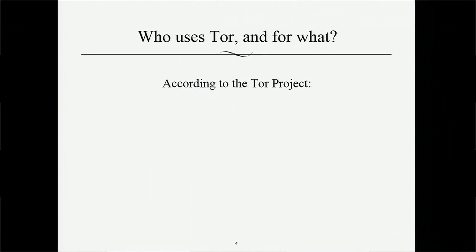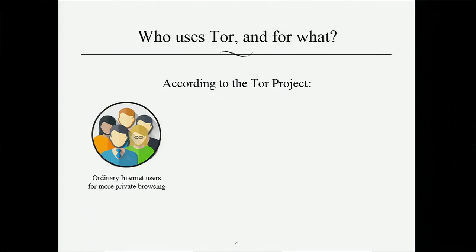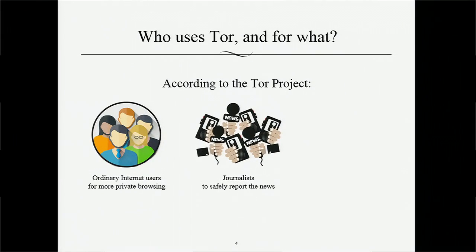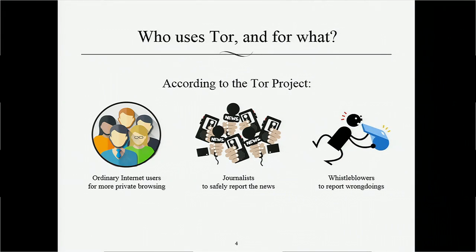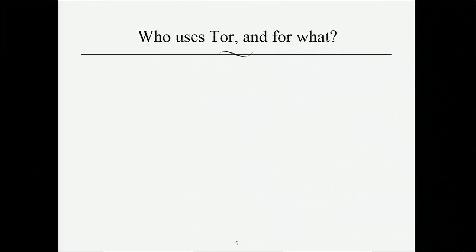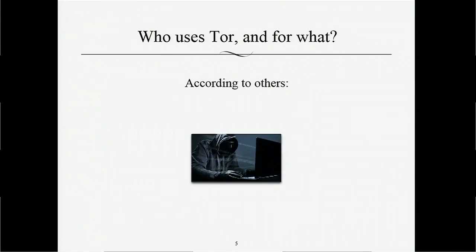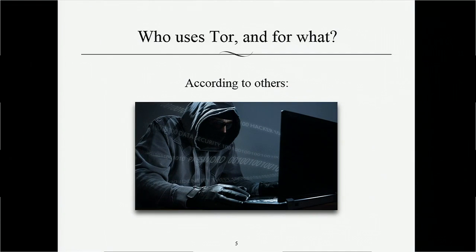So according to the Tor Project, Tor is used by ordinary people for private browsing, by journalists for reporting news, and by whistleblowers for reporting wrongdoings. However, according to many others, Tor is used for malicious purposes, like recently Cloudflare reported that 94% of Tor exit traffic is malicious. However, this is subject to debate, and what we would like to do is provide strong research evidence of how Tor is being used or misused.